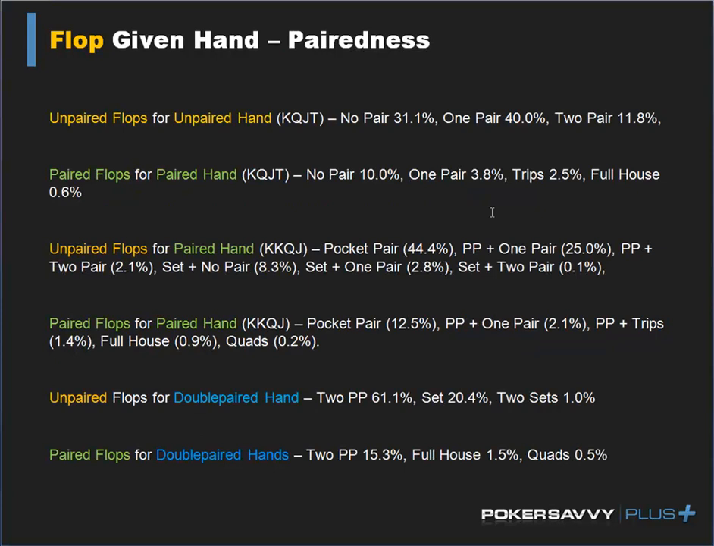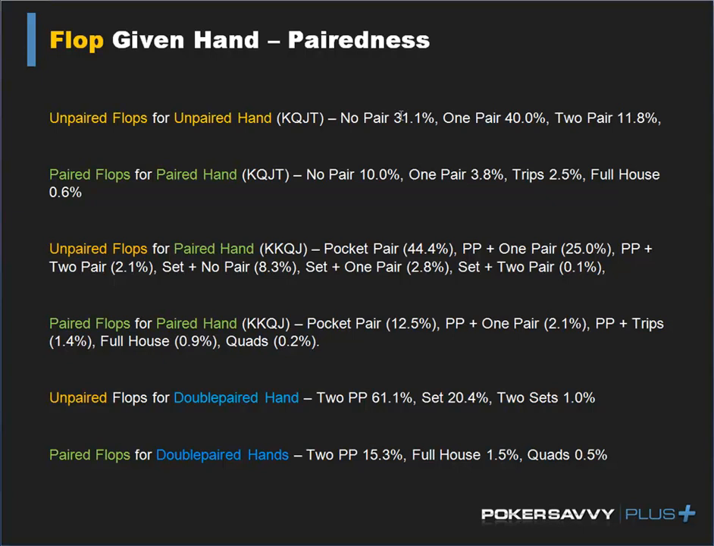Here's flop given hand pairedness. So this is the likelihood of unpaired hands, paired hands, and double paired hands flopping different kinds of flops, defining their hand strength. If you have a random unpaired hand, king, queen, jack, 10 as the example, you're going to flop no pair about 30% of the time, just a little bit above. You're going to flop one pair about 40% of the time. You're going to flop two pair about 12% of the time.